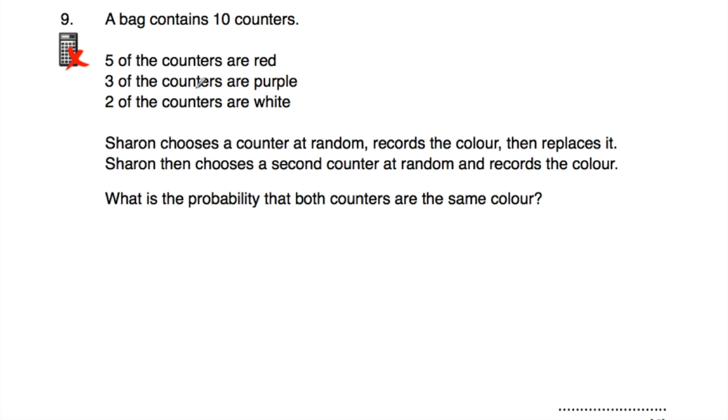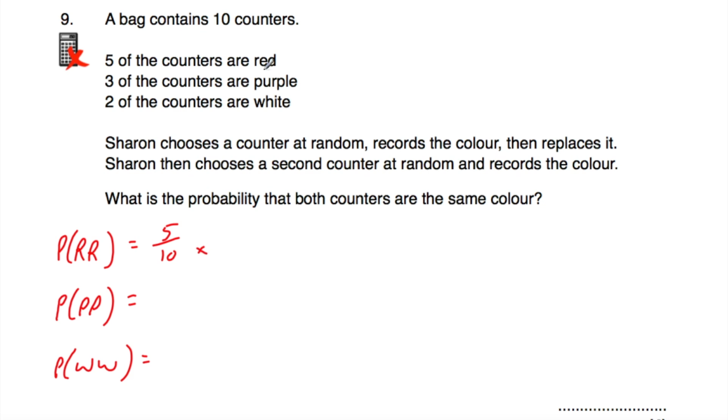So both the same colour, well, that'll be either a red and then a red, a purple and then a purple, or a white and then a white. So let's find those probabilities. So let's find the probability of a red and a red. Let's find the probability of a purple and then a purple. And let's find the probability of a white and then a white. So the probability of a red and a red, well, the probability of the first one being red would be 5 out of 10, 5/10.